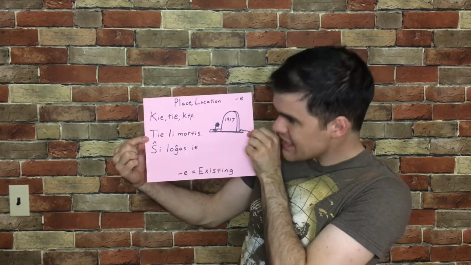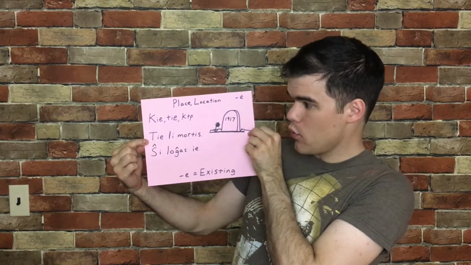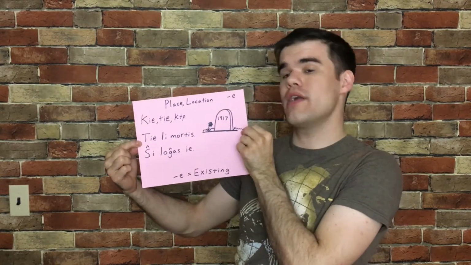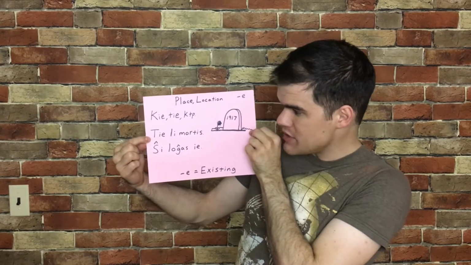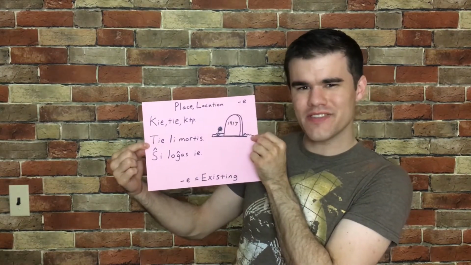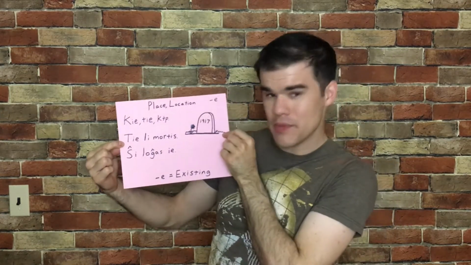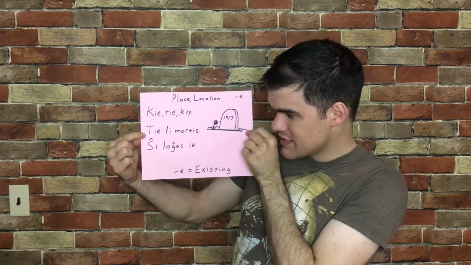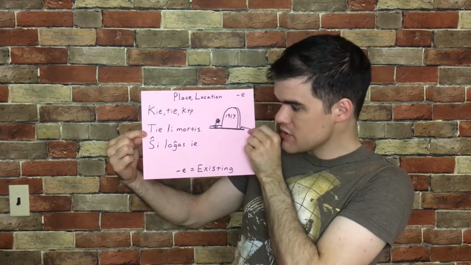Place, location: kie, tie, ie, ĉie, nenie. Where, there, somewhere, everywhere, nowhere. Tie li mortis. There, he died. Do you know anyone who died in 1917? Any famous people? I can't think of any, but maybe you can. Ŝi loĝas ie. She lives somewhere.